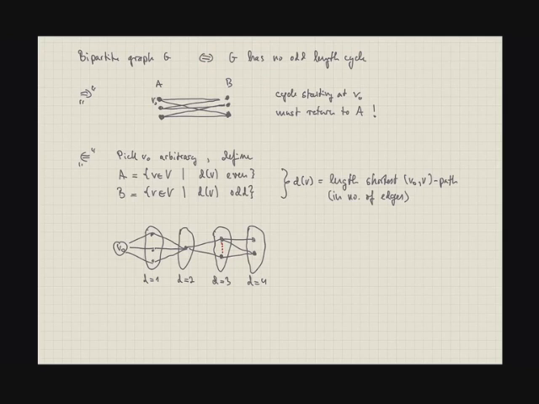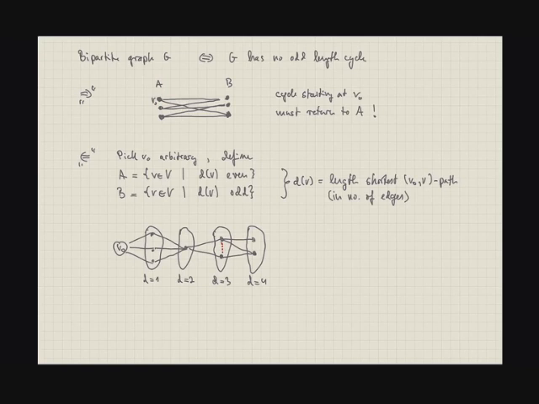If we want to have a cycle at all, we have to start at some start vertex v0 here. And in order to come back to v0, we have to use an even number of edges, right? So any cycle must have an even number of edges because we have to return into the set A. So that was the simple direction.